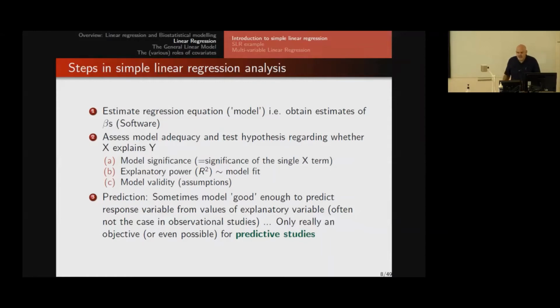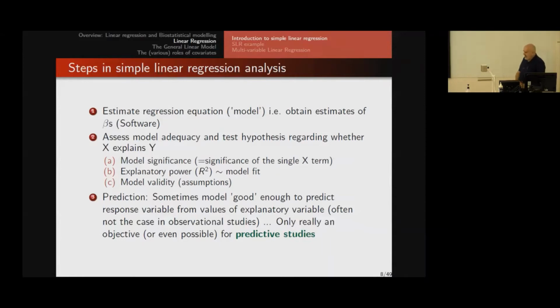So then we would go on to a next step and we would say, well, okay, if our model is quite good, how good is it? We will assess its fit to the data, and we will see, did we choose the right model? And that's what model validity talks about. I'll go into this in a bit more detail in a minute.